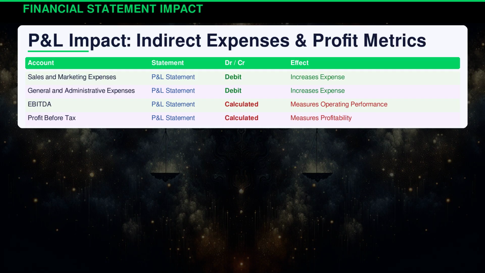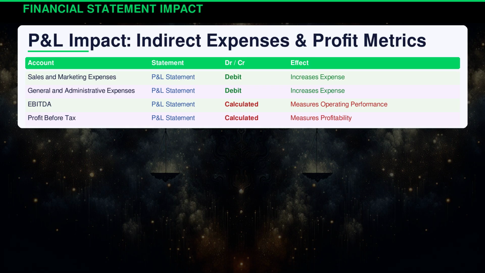market. In SaaS, indirect expenses like sales, marketing, and administrative costs are debited, reflecting expenditures to drive growth and maintain operations. EBITDA, a key performance measure, excludes interest, taxes, depreciation, and amortization, offering insight into operational efficiency. Profit before tax reveals profitability before tax obligations.